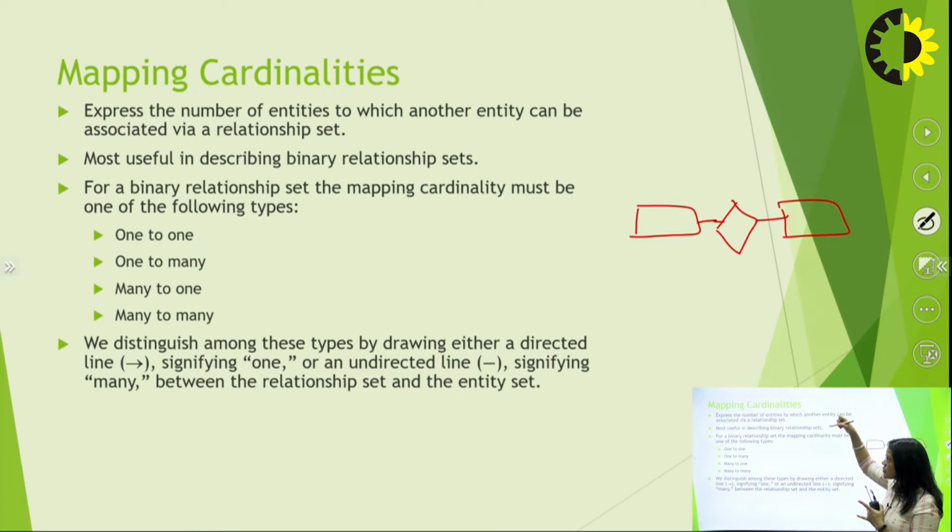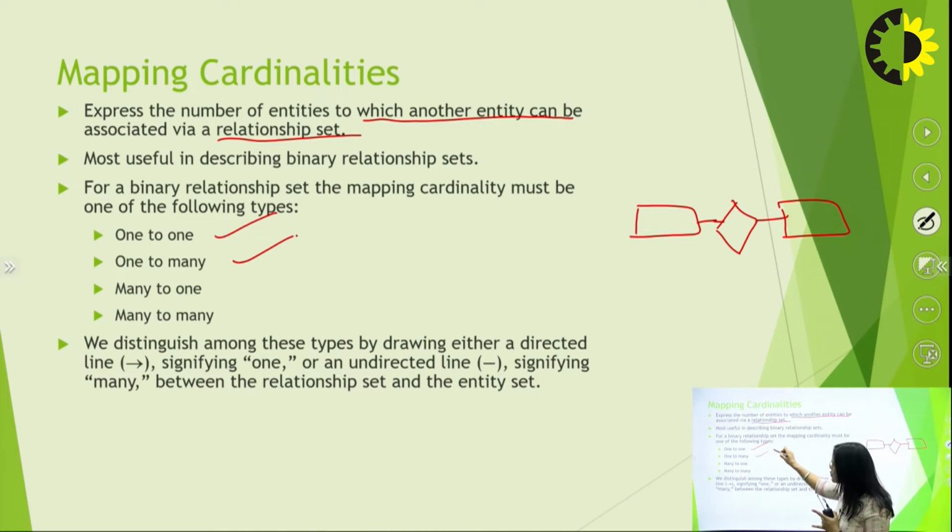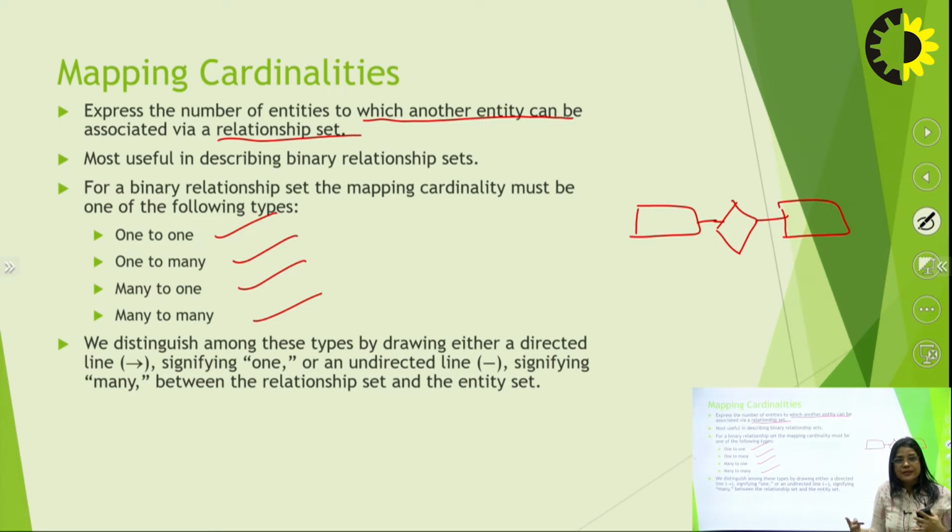It expresses the number of entities to which another entity can be associated by a relationship set, right? It is most useful in describing binary relationship sets, right? So cardinality can be one-to-one, one-to-many, many-to-one, or many-to-many. Now, how will we represent it? Whenever we need to represent one, there should be this arrow, and if we are representing an undirected line, it means what? Many. Okay.